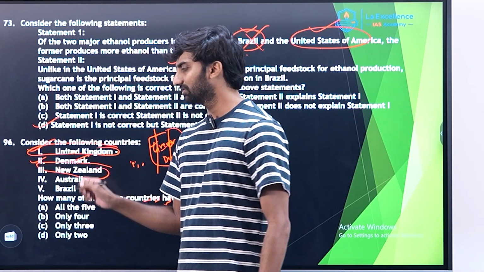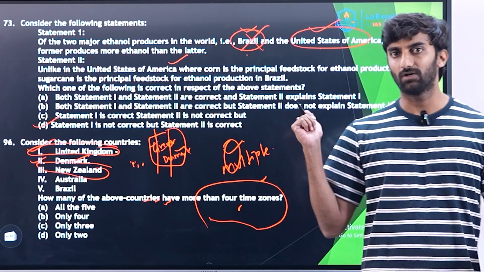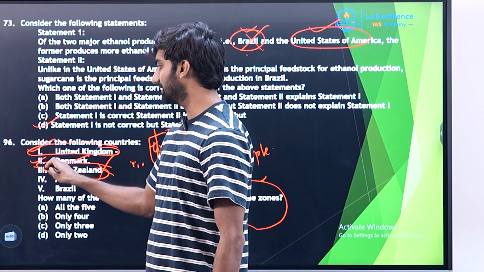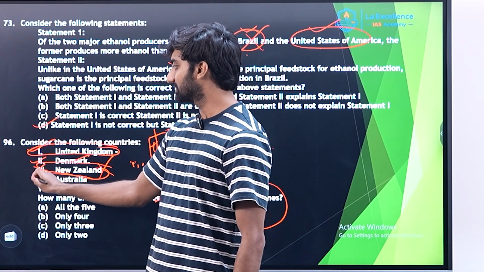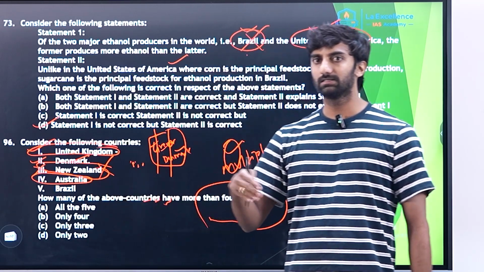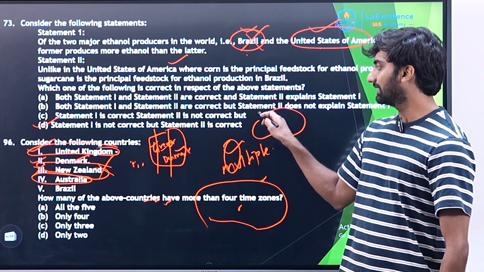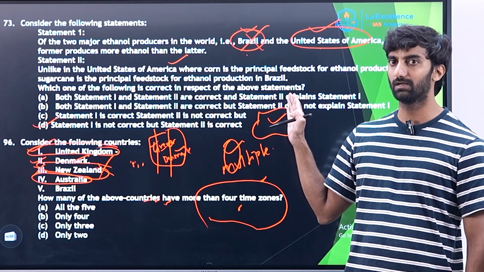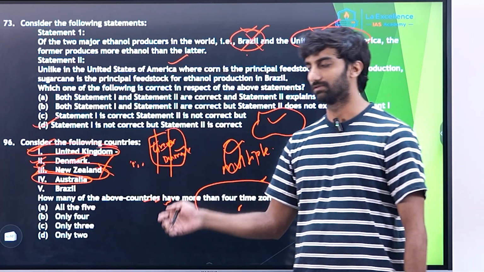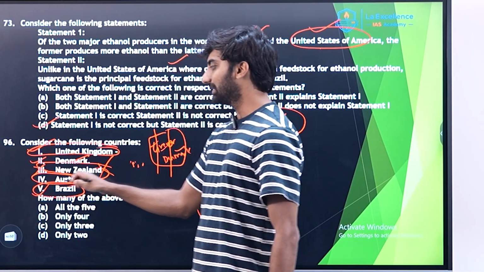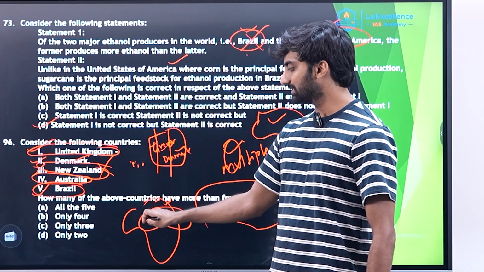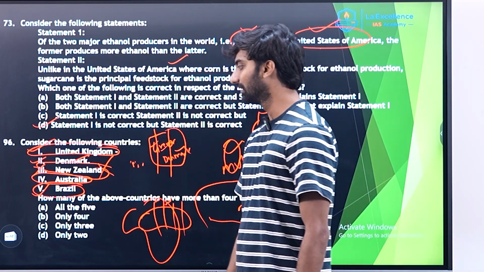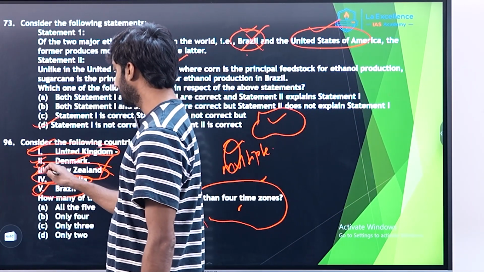We have New Zealand. New Zealand is a relatively small island country off the coast of Australia. It doesn't have many time zones. 1, 2, hardly that. No 5. So New Zealand is not the option. Australia also has some dependency countries and islands surrounding its mainland. Apart from the main time zone followed in mainland Australia, other islands of Australia in this part of the ocean also follow different time zones. Australia has more than 4 time zones. Brazil should also have many time zones because in South America, Brazil is the largest country, one of the largest countries of the world. So it also follows multiple time zones, more than 4. So how many of the above countries? All except New Zealand.